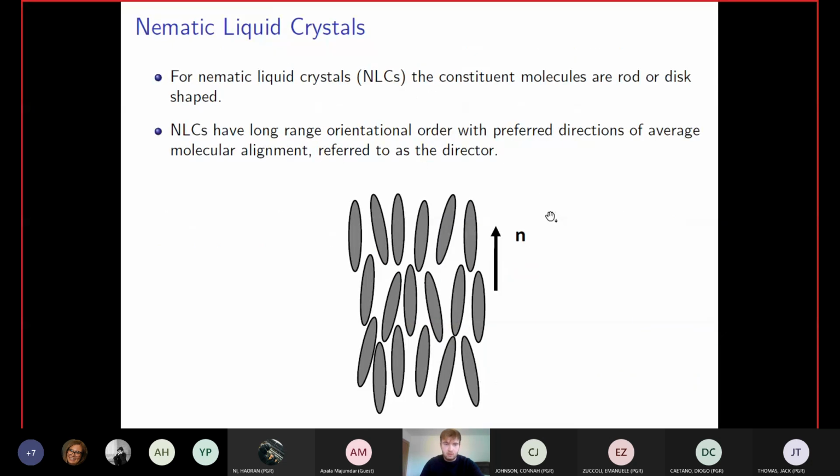My work focuses on the simplest liquid crystal phase, which is nematic liquid crystals, where the constituent molecules are typically rod or disc-shaped. This means they have long-range orientational order with preferred directions of molecular alignment, which we refer to as the director. Similar to the first image, you can see there's some variation in positional order, but overall the molecules tend to align along this direction here, which we model by the director n.